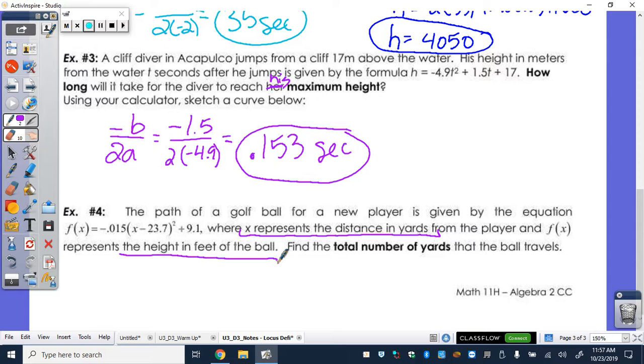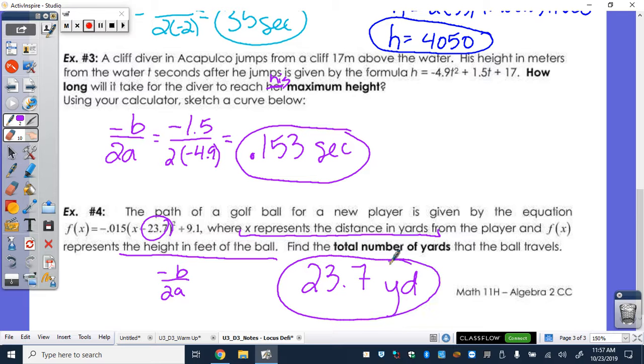So if we wanted to know how high it went, we would plug a value in for f of x. But we're looking for negative b over 2a this time. Are we going to be able to easily get that from our equation? No. What form is our equation written in? Vertex form. Do I even need to calculate anything? No. Where is the x value of our vertex? What is it? 23.7. So that is it. All travel is 23.7 yards.